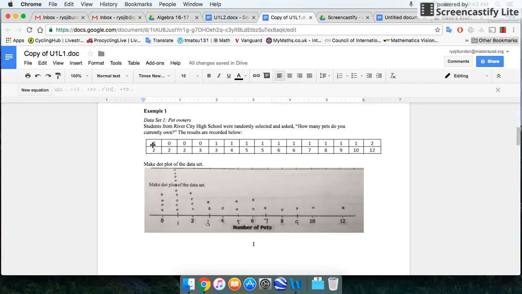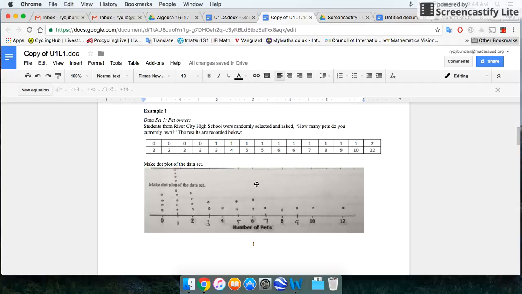So if we look at our data set, we have 4 zeros. So that means we have 4 dots above 0. We have 10 ones. So that means we have 10 dots above 1. We have 4 twos. So 4 dots above 2. 3 occurs twice, so we have 2 dots above 3. 4 occurs once, so we have 1 dot above 4.